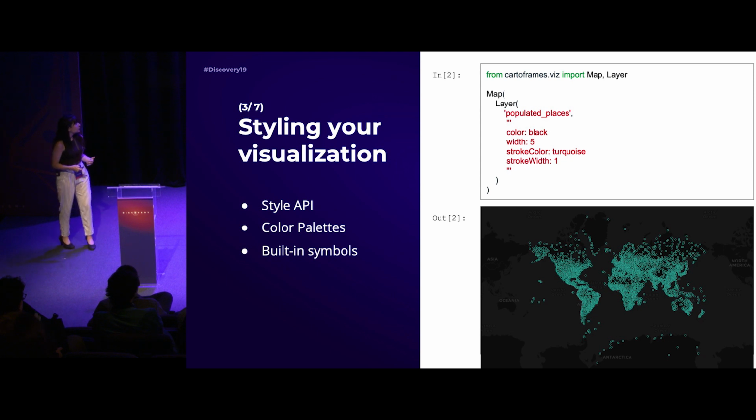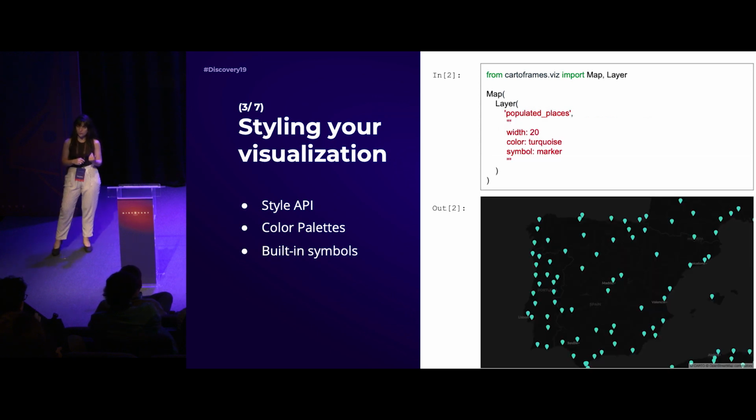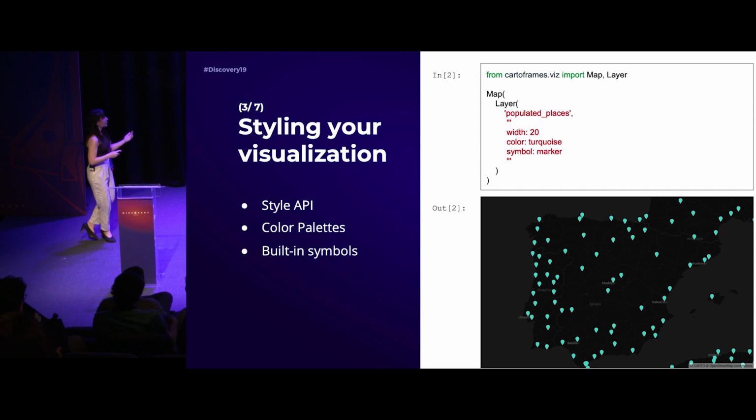But you can also use the color palettes that we have in CARTO, which are also called CARTO color palettes. So depending on the type of the data that you want to show, depending on if it's categorical or numerical, you can choose the color palette that fits better with your data. And we also allow you to use default symbols that we have in CARTOVL. So by just writing a symbol marker, you can see that all our features are now icons. And you can actually use not only the default symbols that we have, but any symbol as long as it is an image.